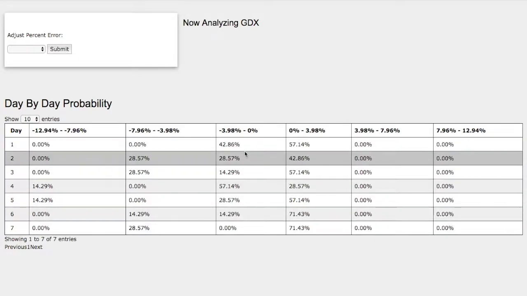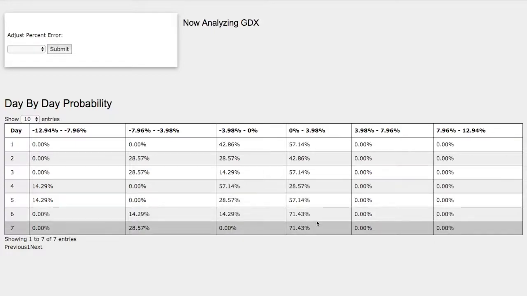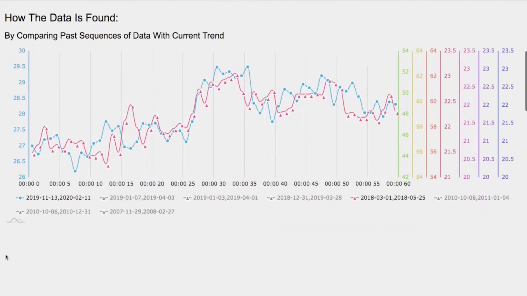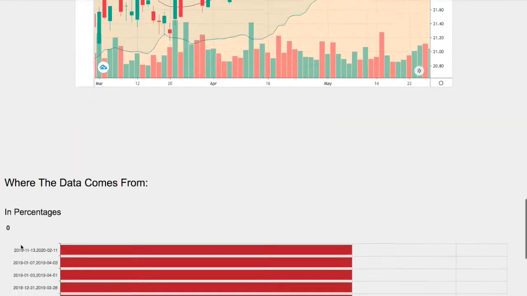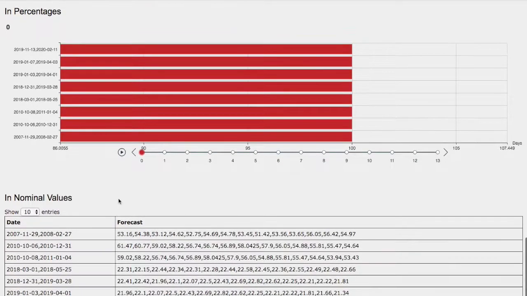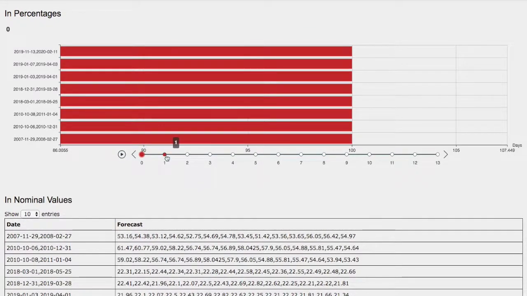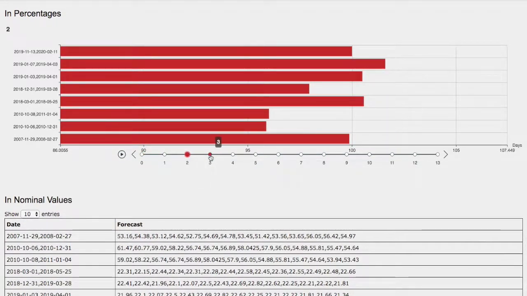In the first 3 days, there's a slight favor to the downside. Overall, gold miners makes a recovery to the upside in 7 days. So back to the day-by-day forecast. Again, this model is now available in the link below, so do check it out. So we have 1 day out, 2 days out, 3 days out, 4 days out, 5 days out, 6 days out, and 7 days out.